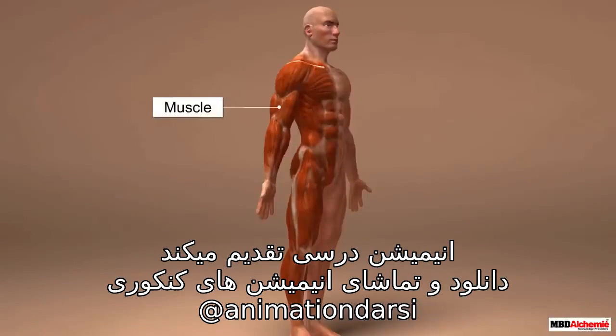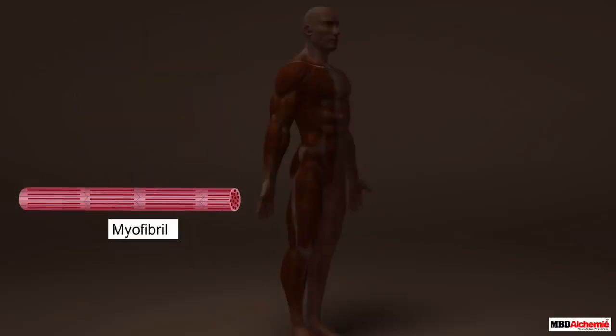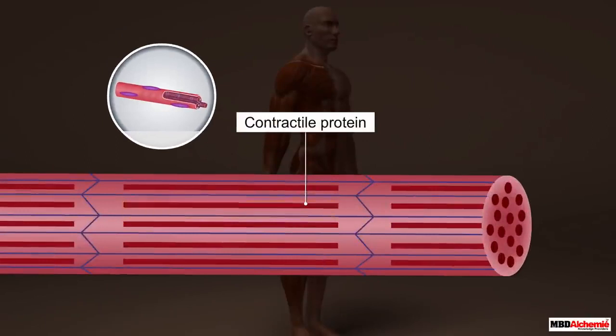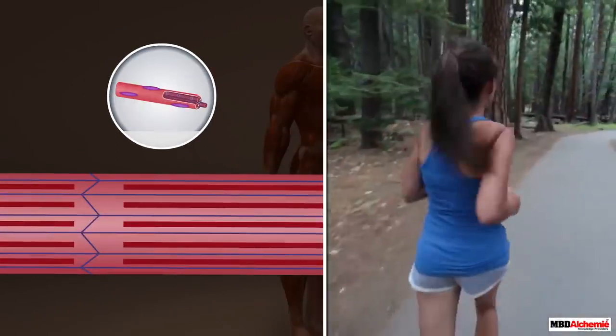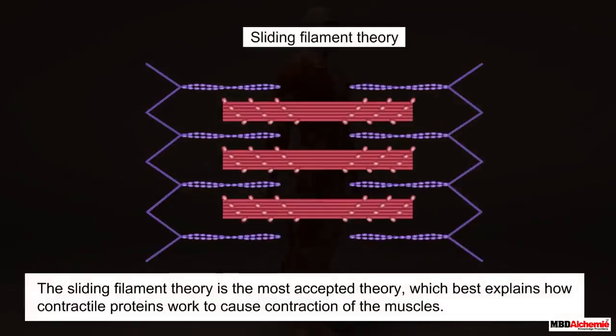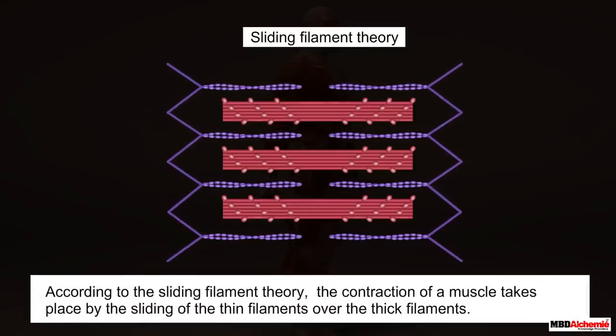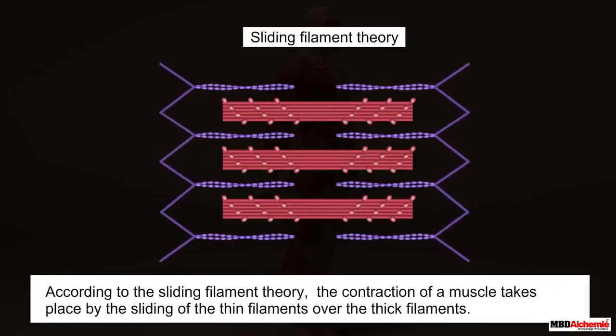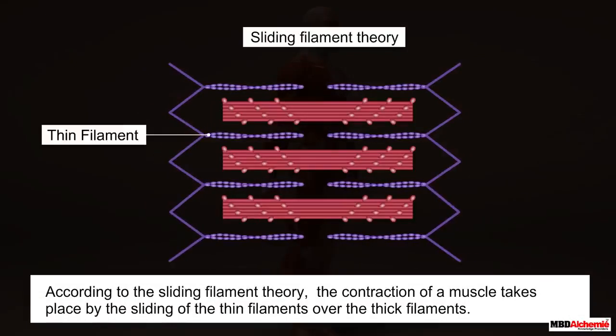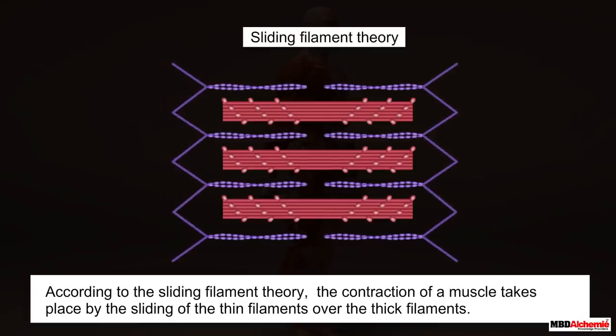We already know that myofibril, that is, the simplest unit of muscle, contains contractile proteins that help in the contraction of muscles and thus in body movements. The sliding filament theory is the most accepted theory, which best explains how these proteins work to cause contraction of the muscles. The theory states that contraction of a muscle takes place by the sliding of the thin filaments over the thick filaments. Let us understand the steps given in the theory.